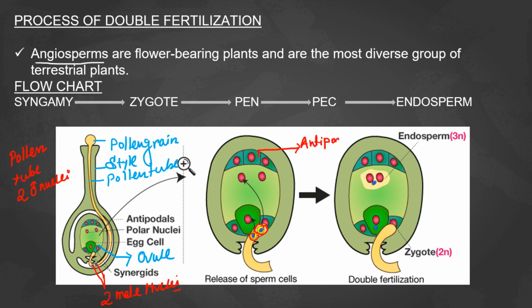Antipodal cells. Okay, these are the antipodal cells. So what is this? These two are nothing but the synergids. Okay, these are nothing but the synergids. And what is this? This is nothing but the egg. And what are these two? These two are nothing but the polar nuclei. These are nothing but the polar nuclei.